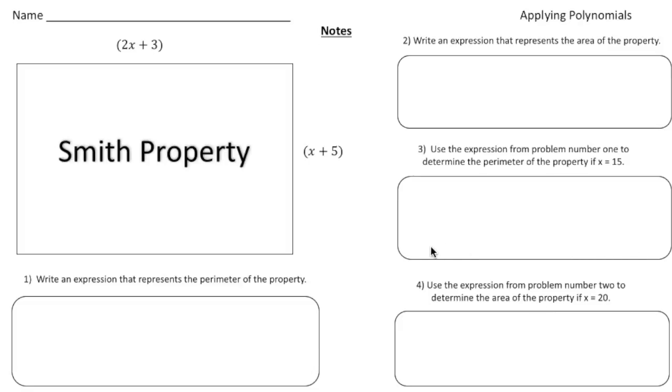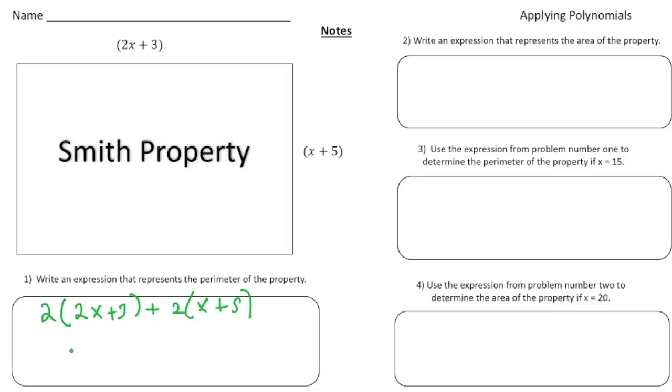So the first problem involves the Smith property, and notice it's a rectangle, and the first question says, write an expression that represents the perimeter of the property. So the perimeter is the distance around. So to get the perimeter, I need to do twice the length plus twice the width. So it's going to be 2 times the length, which is 2x plus 3, plus twice the width, which is 2 times x plus 5.